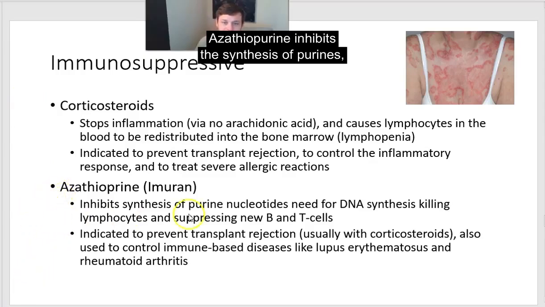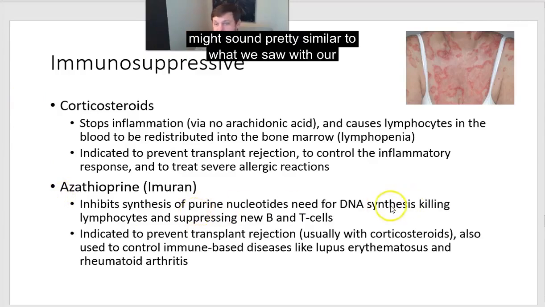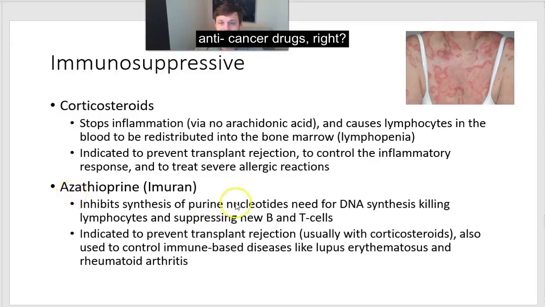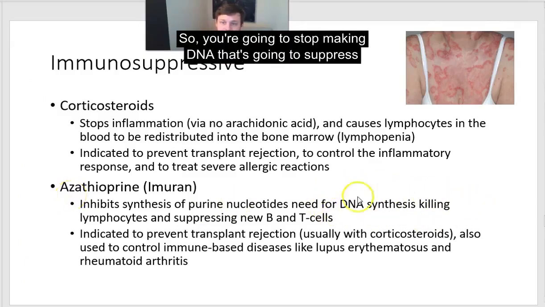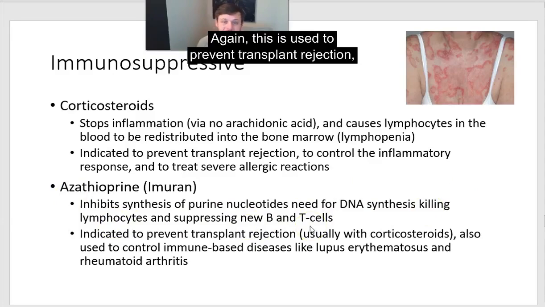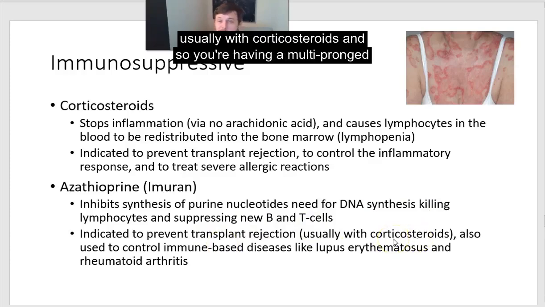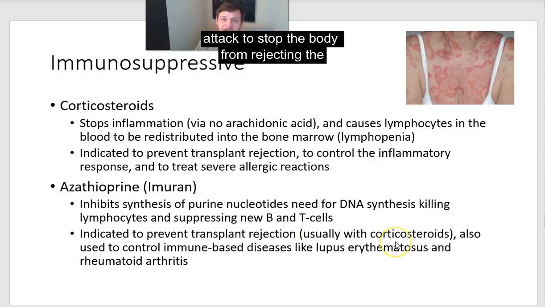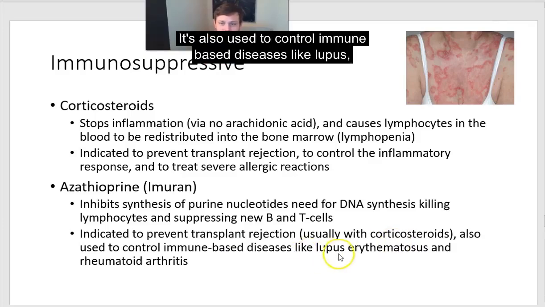Azathioprine inhibits the synthesis of purines. Might sound pretty similar to what we saw with our anti-cancer drugs, right? So you're going to stop making DNA. That's going to suppress your B's and T's and stop you from making new B's and T's. Again, this is used to prevent transplant rejection, usually with corticosteroids. And so you're having a multi-pronged attack to stop the body from rejecting the transplanted organ.